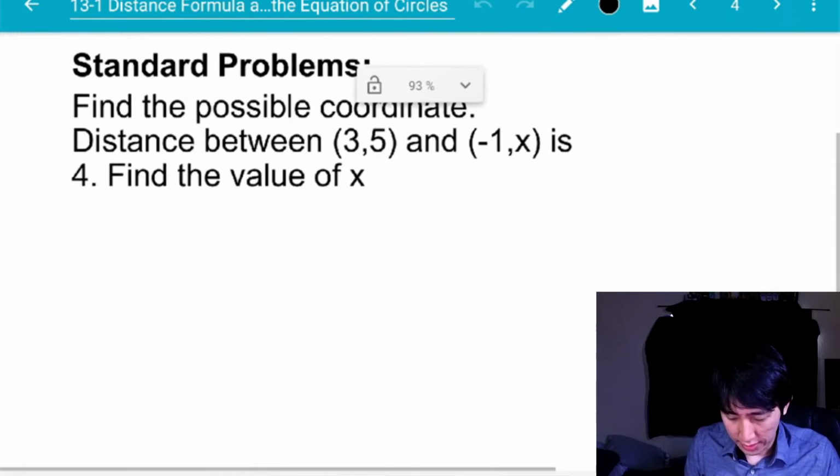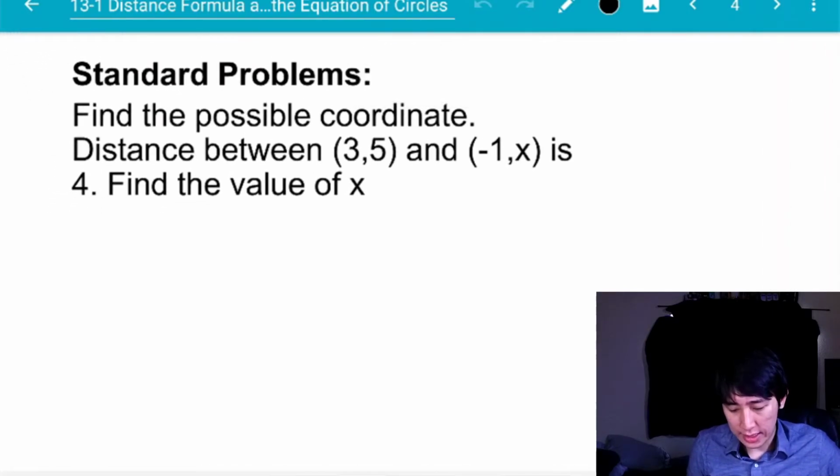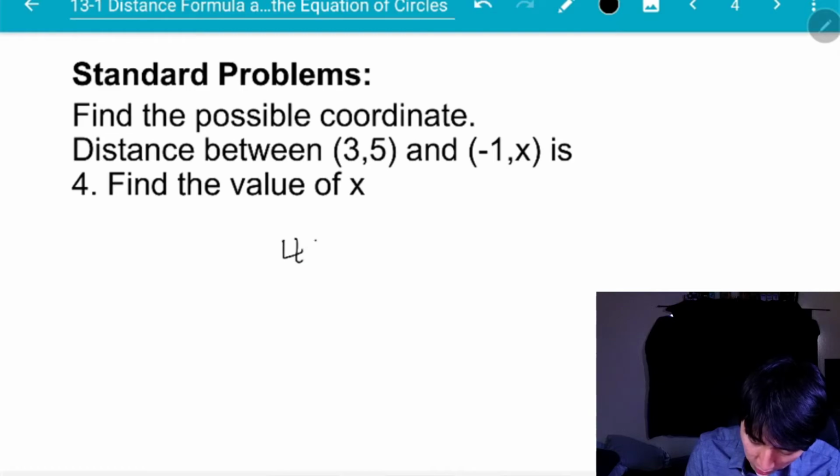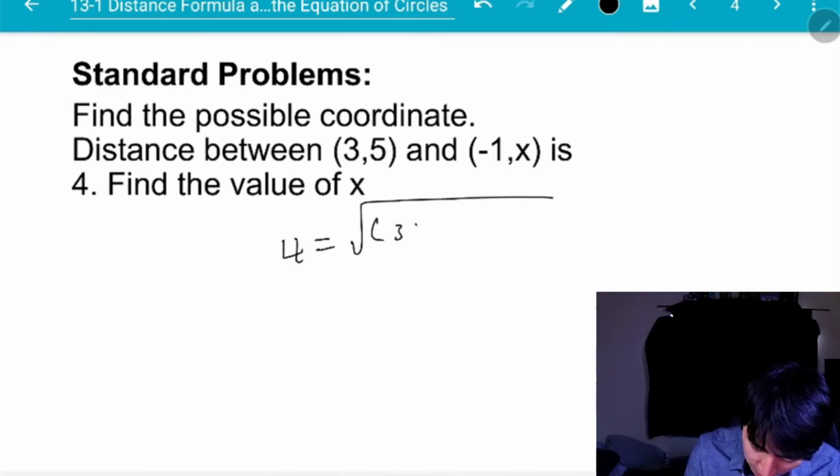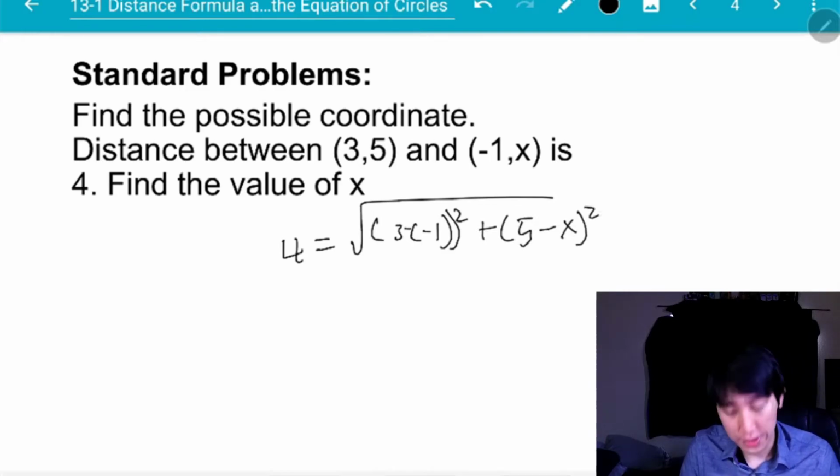All right, lastly, when we have something like this, it says find the possible coordinate. The distance between 3, 5 and -1, x is 4. Find the value of x. So what you're going to do here is just plug it into distance formula. 4 equals the square root of 3 minus -1 squared plus 5 minus x squared. And then you're just going to solve.